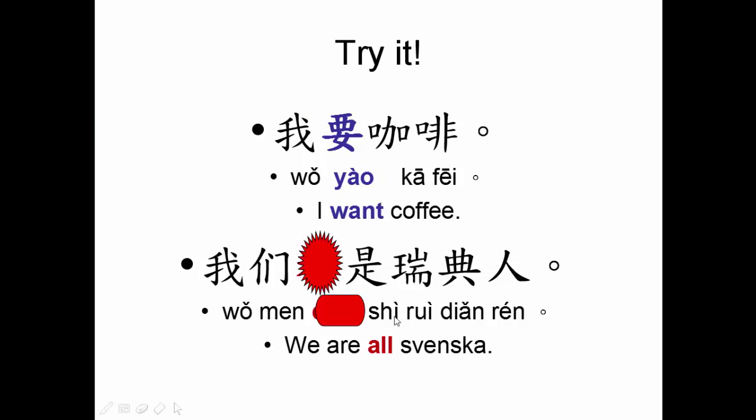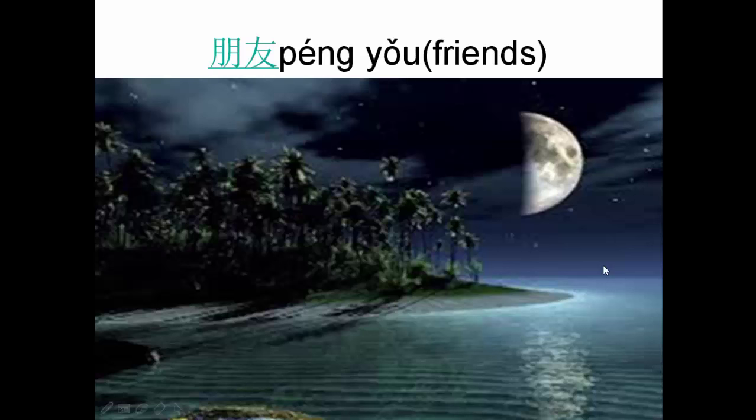How about this one? We are all Swedish. Dōu means all. 我们都是瑞典人. Okay, next one we're going to talk about 朋友.